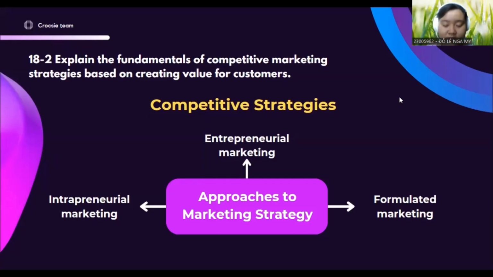In order to explain the fundamentals of competitive marketing strategies based on creating value for customers, first we must know competitive strategies. And here are some approaches to marketing strategy. In fact, approaches to marketing strategy and practice often pass through 3 stages.